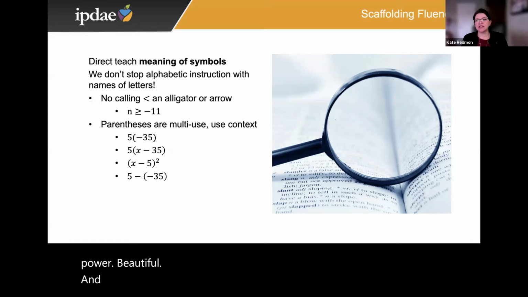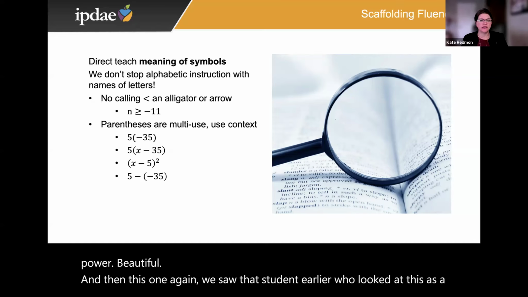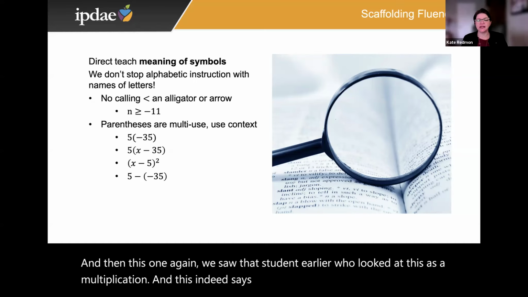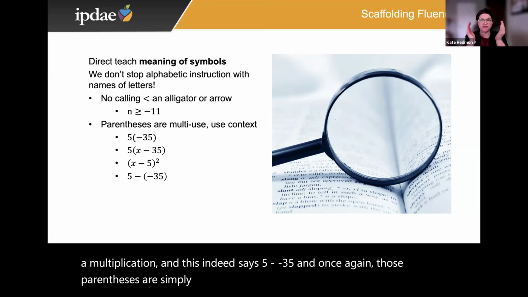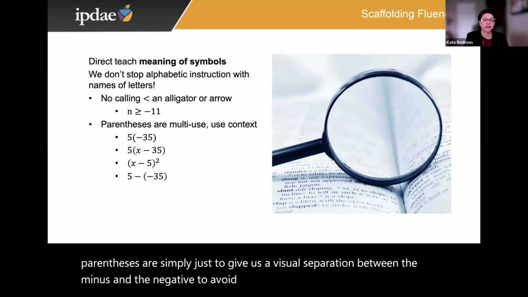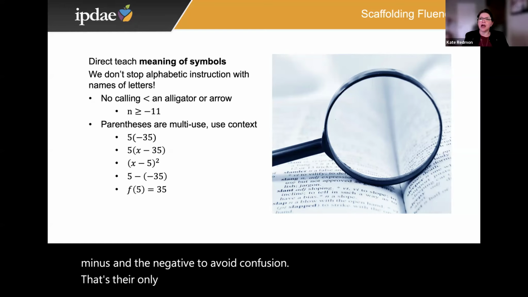And then this one, again, we saw that student earlier who looked at this as a multiplication, and this indeed says 5 minus -35. And once again, those parentheses are simply just to give us a visual separation between the minus and the negative to avoid confusion. That's their only purpose. How about this one?